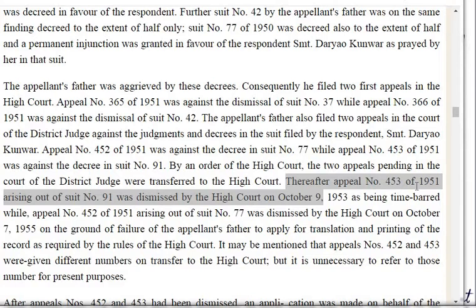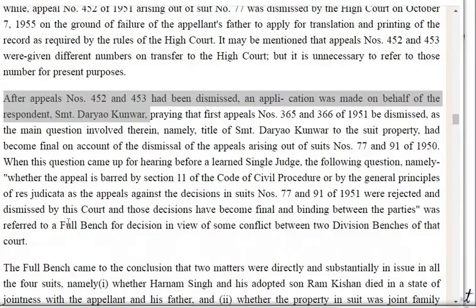Then thereafter appeal number 453 arising out of suit number 91 was dismissed by the High Court as being time barred, while appeal number 452 arising out of suit number 77 was dismissed by the High Court on the ground of failure of the appellant's father to apply for translation and printing of the record as required by the rules of the High Court. It may be mentioned that appeals number 452 and 453 were given different numbers on transfer to the High Court. So appeals number 452 and 453 out of 4 were dismissed. Now read further from here.